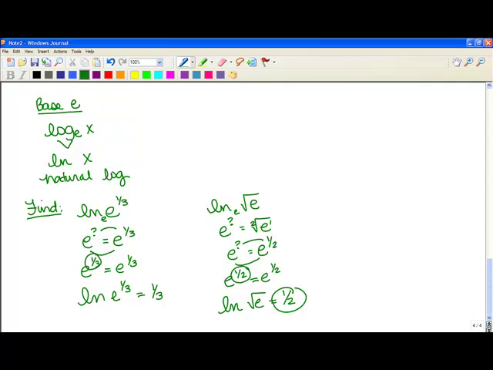So two common types of logarithms are logarithms with a base of 10 and a natural log with the base of e.